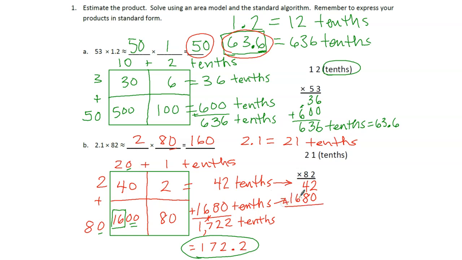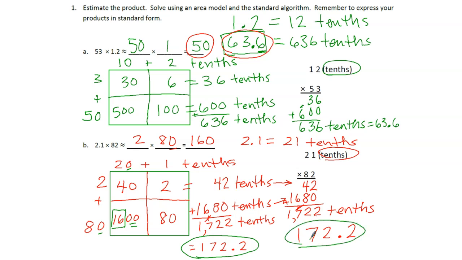Add these partial products here, and I should get the same thing. 2, 8 plus 4 is 12. Regroup 1 plus 6, 7, rid of my 1, and 1000. So I have 1,722 tenths, which is equivalent to 172 and 2/10. Alright?